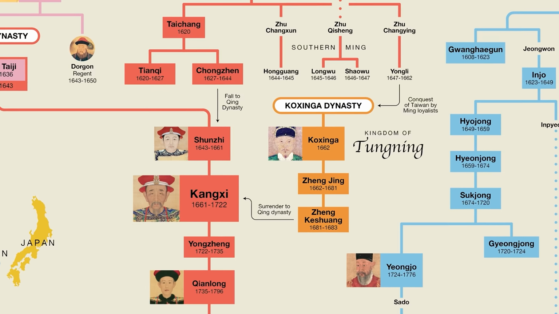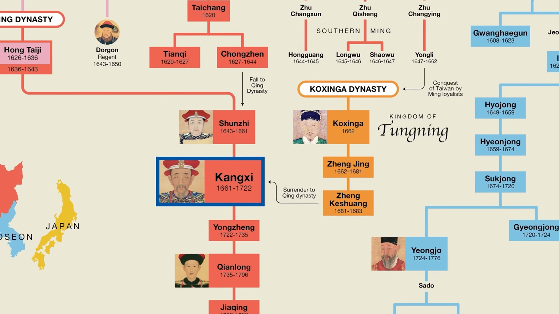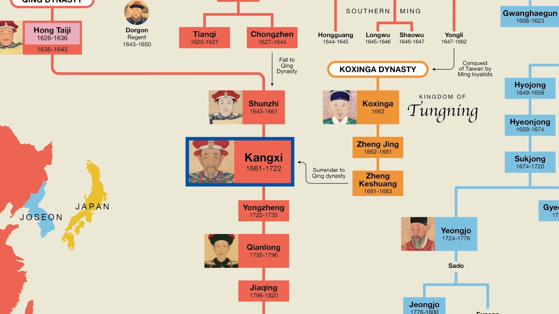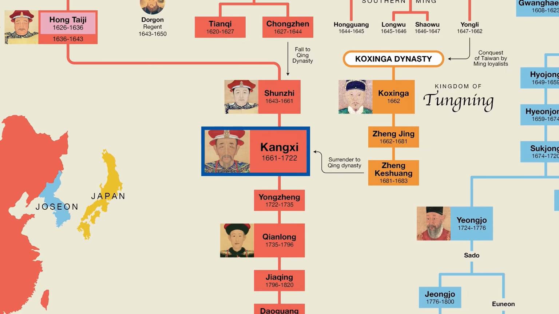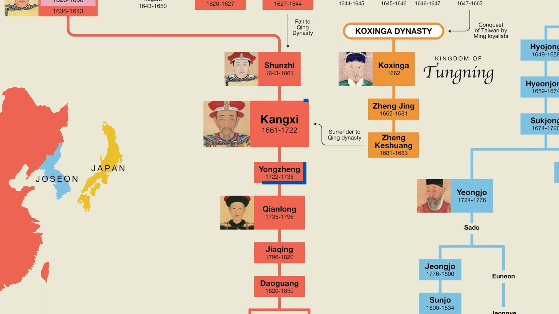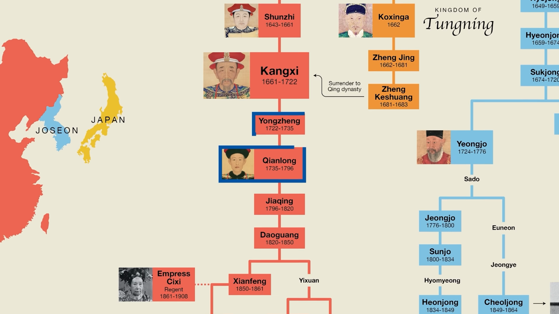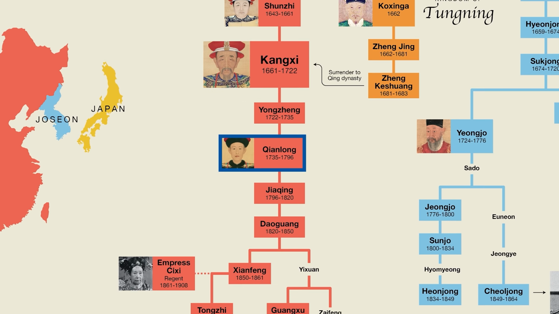By this point, the Kangxi Emperor was on the throne. He ended up being the longest reigning Chinese emperor of all time at 61 years. And during his reign, China once again became stable and prosperous. He was followed by his son, and then by his grandson, the Qianlong Emperor, who also had a really long reign.